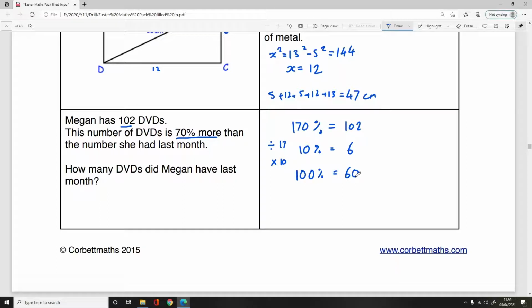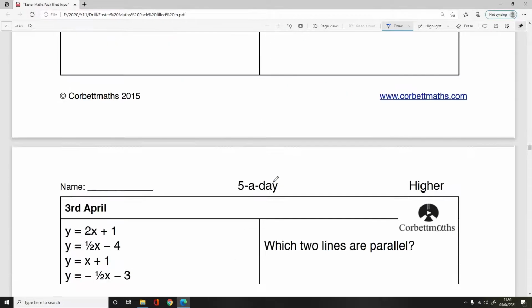Now you could check that works. If you add 70% onto 60, do you get back to 102? Yes, you do. If you go 1.7 times 60, that's 102. Another way of doing that question is 102 divided by 1.7, because that's the multiplier that would go with a 70% increase. But I prefer visualizing it this way.